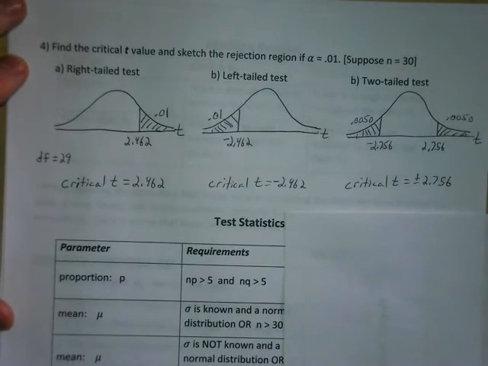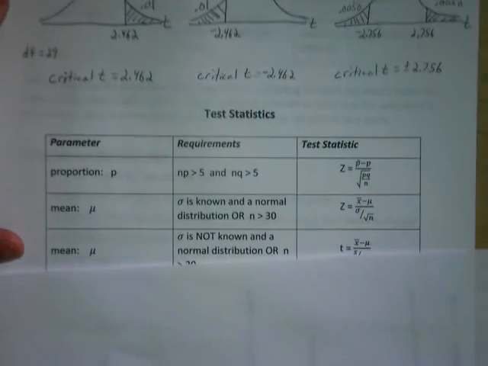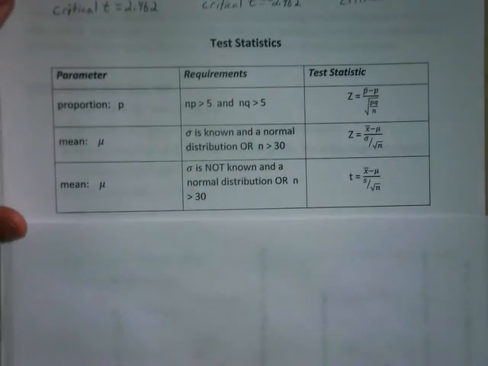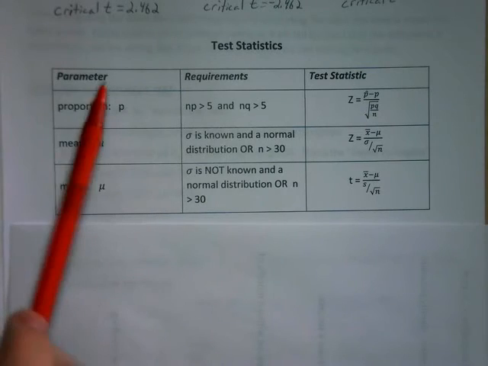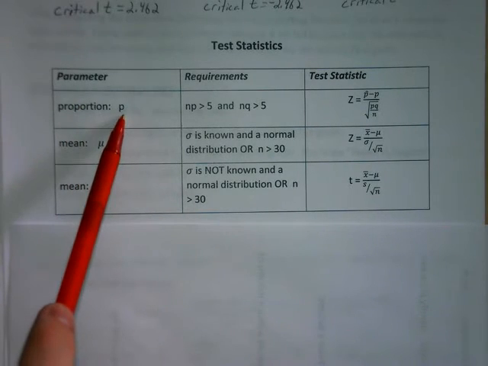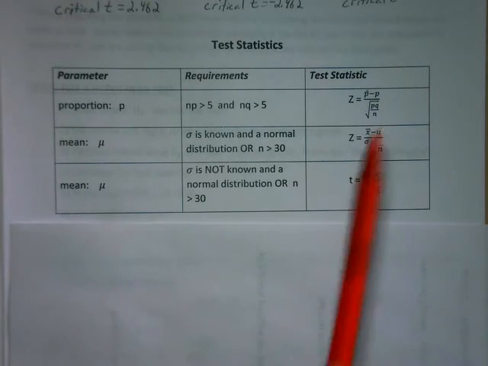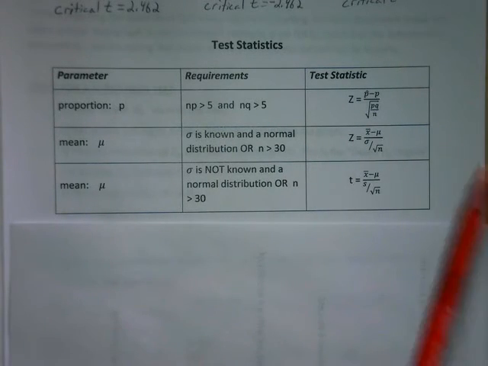Okay, so that's how we find the rejection region. The next step is to actually calculate a test statistic. The idea is that we're going to collect a sample of data, and whether we're looking at a population proportion p, or mu, we have different formulas for those. Same idea as with the confidence intervals. We have a formula, except now they're a little bit different.